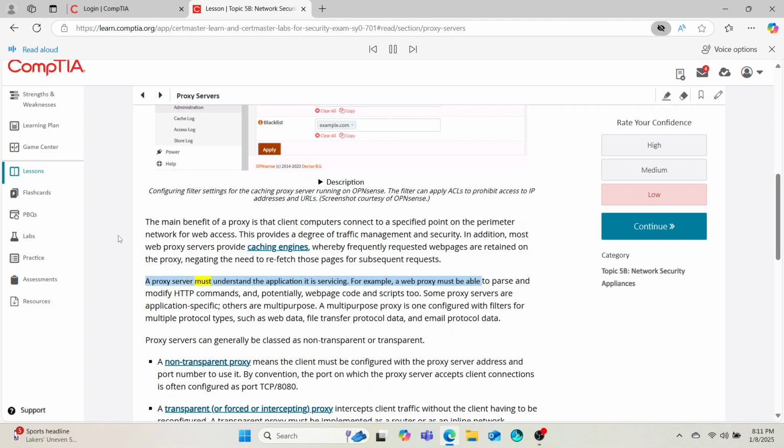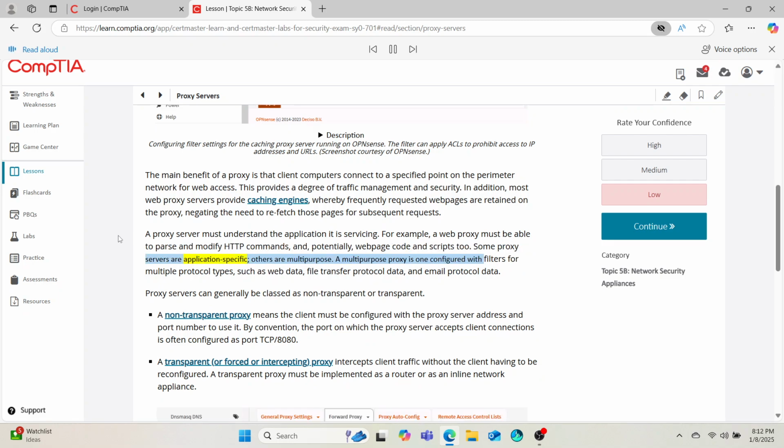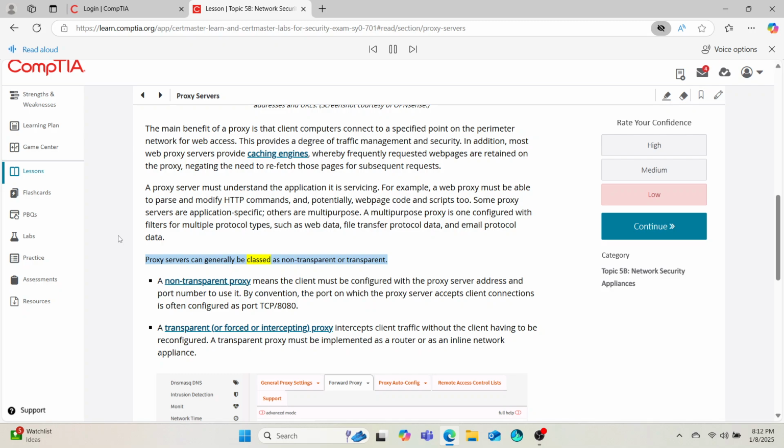A proxy server must understand the application it is servicing. For example, a web proxy must be able to parse and modify HTTP commands and, potentially, web page code and scripts too. Some proxy servers are application-specific, others are multipurpose. A multipurpose proxy is one configured with filters for multiple protocol types, such as web data, file transfer protocol data, and email protocol data. Proxy servers can generally be classed as non-transparent or transparent.